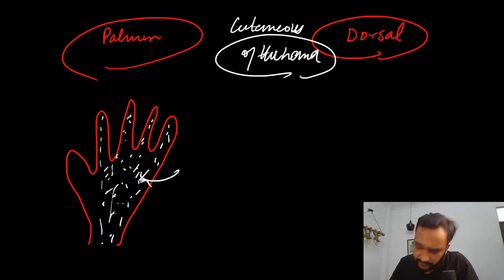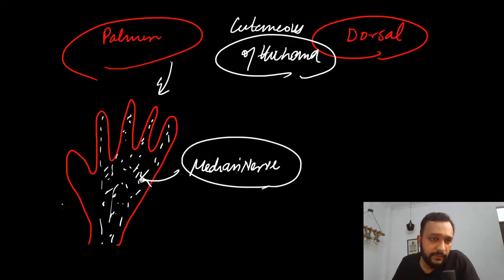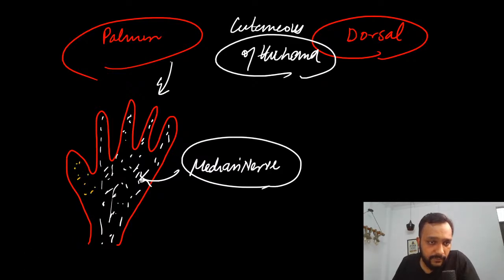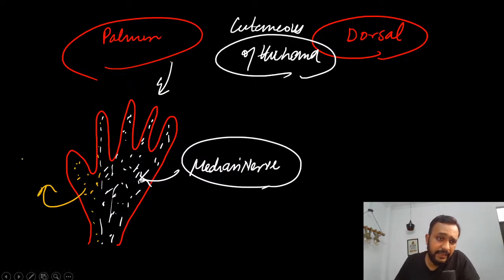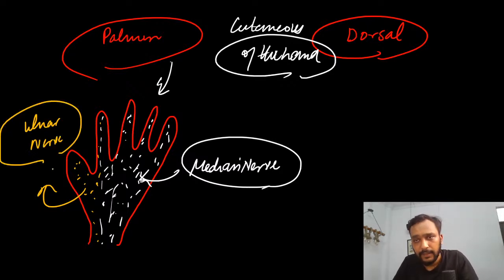Lateral 1.5 aspect of the palmar aspect, Hemal, palmar aspect. The lateral 1.5 aspect is supplied by the median nerve, and the medial 1.5 aspect of the hand is supplied by the ulnar nerve. Okay.